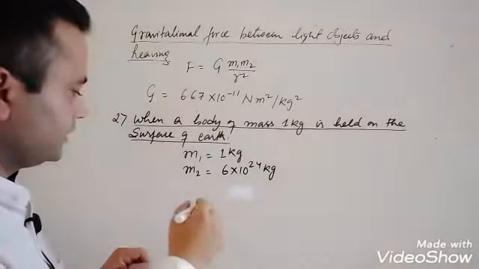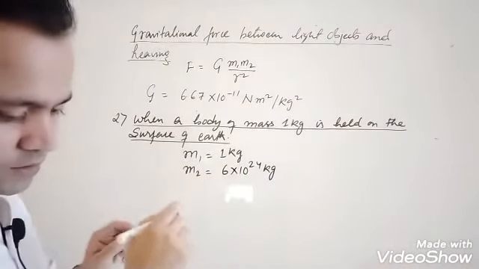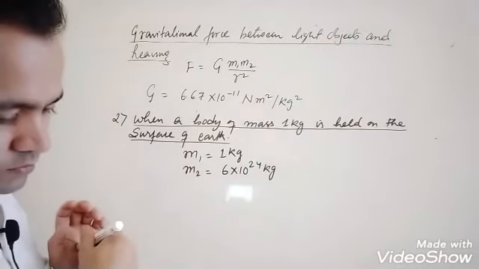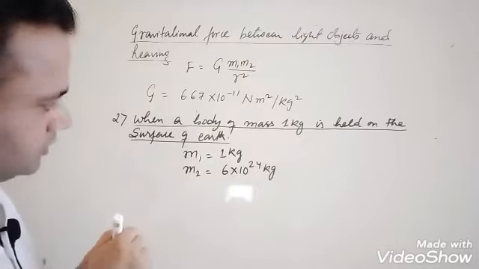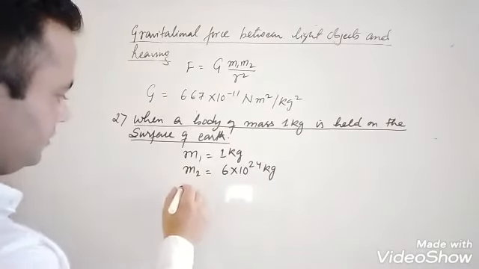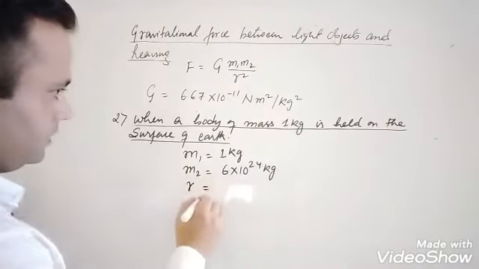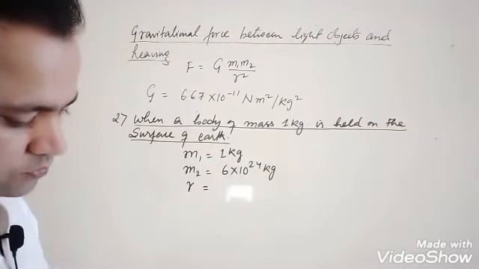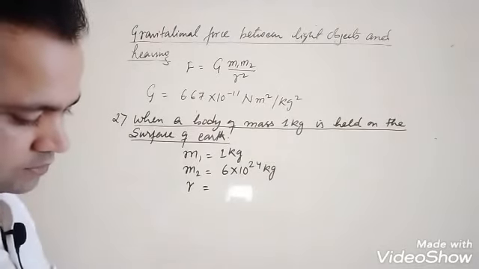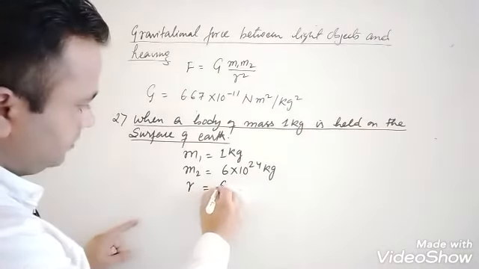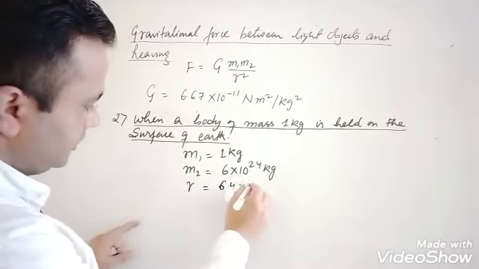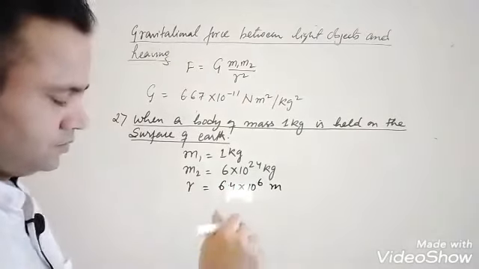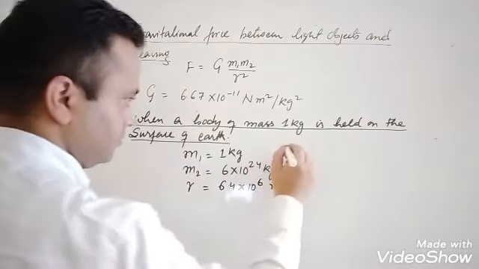Now calculate the gravitational force. The distance is the radius of Earth, so r equals the radius of Earth, which is 6.4 into 10 to the power 6 meter. Now calculate the gravitational force.